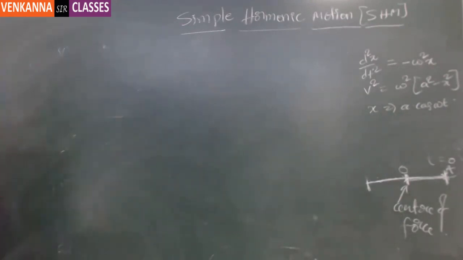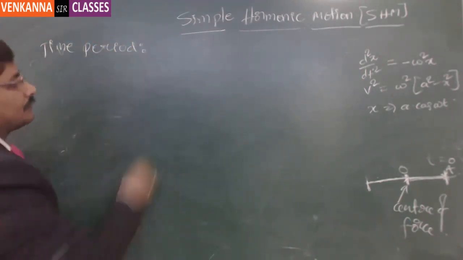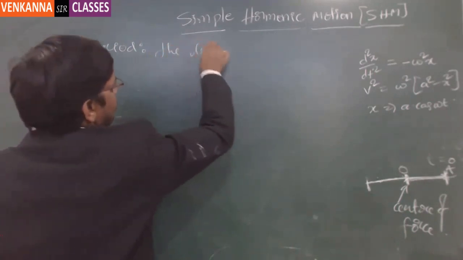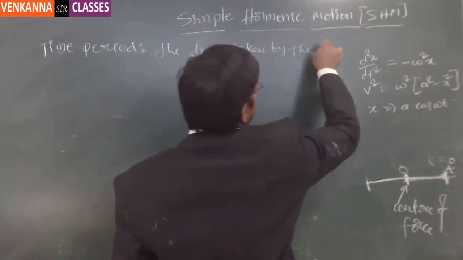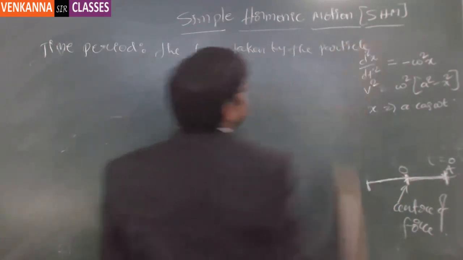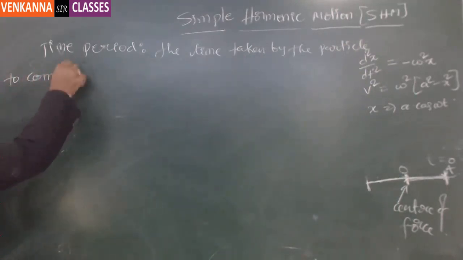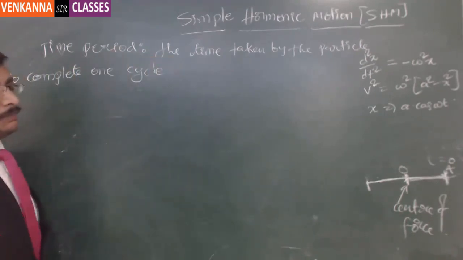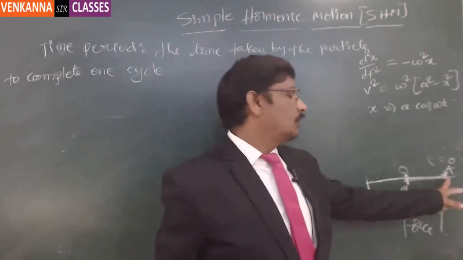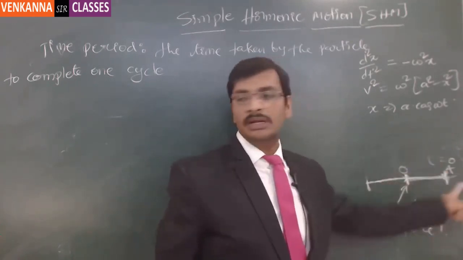So these are the three important relations. Now, time period. The time period is the time taken by the particle to complete one cycle. Now, if you calculate the time taken from here to here, we can multiply it 4 times so that you will be able to get the complete time period.